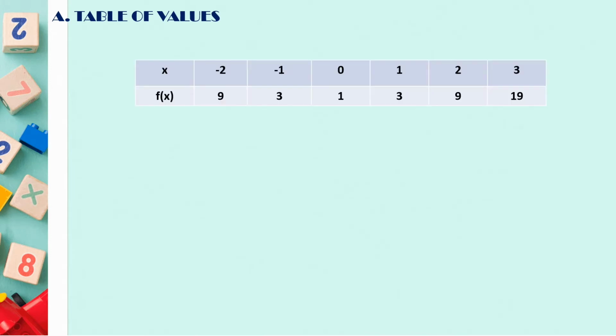Now, how are we going to know that the given table of values is a quadratic function? First is to get the difference in x. We will subtract from right to left. So 3 minus 2 is 1, 2 minus 1 is 1, 1 minus 0 is 1, 0 minus negative 1 is 1, and negative 1 minus negative 2 is 1. Make sure that the difference in x is equal to 1.